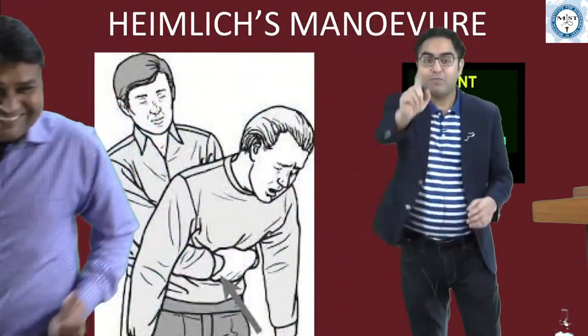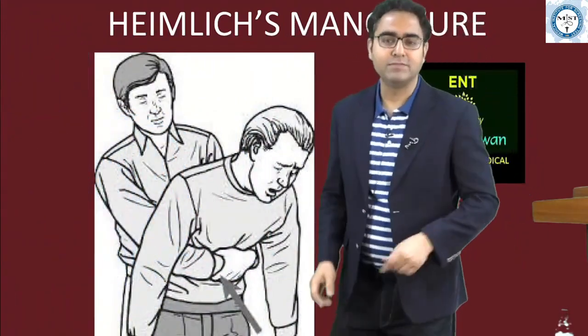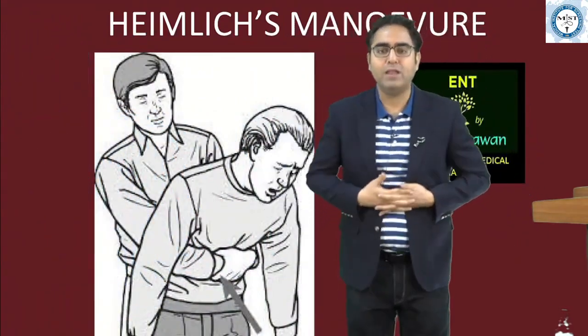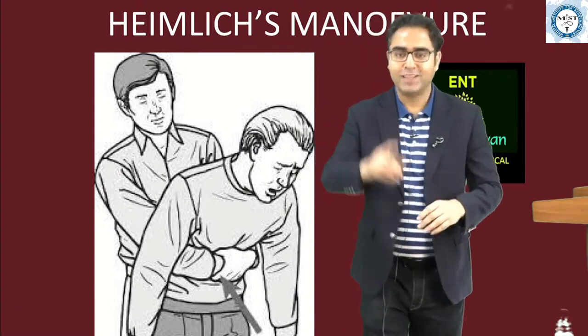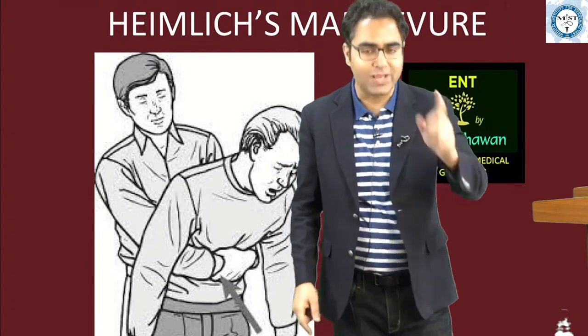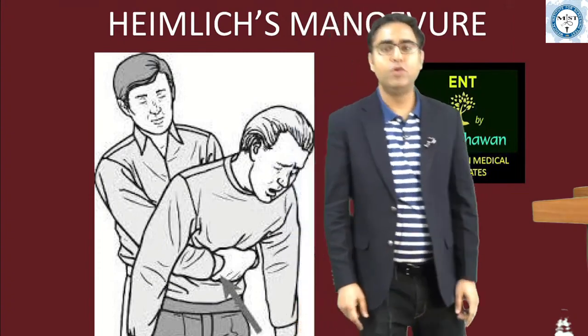But if it fails, you do it how many times? 4 times. 1, 2, 3, 4. And if it doesn't work, then read the next line. Then we do what? Cricothyroidotomy.